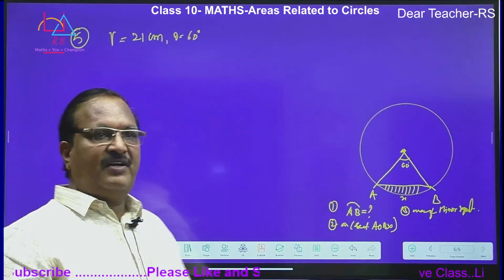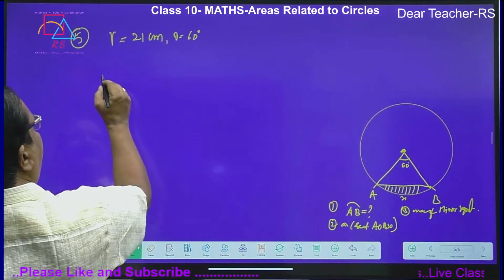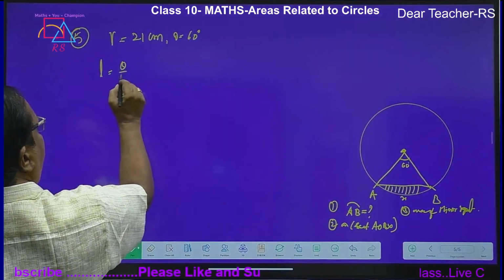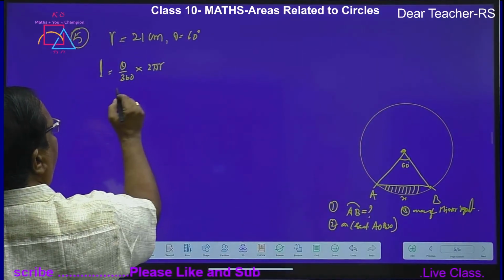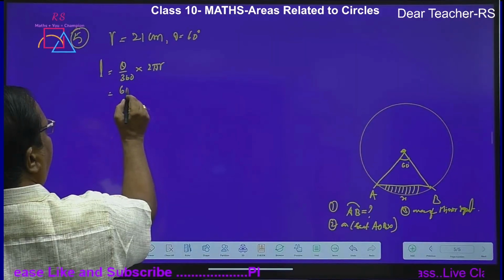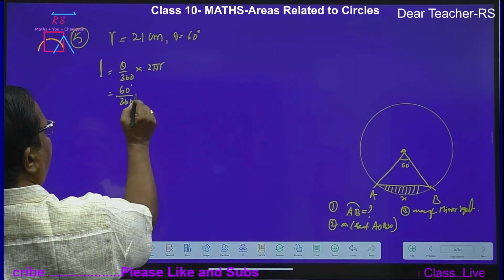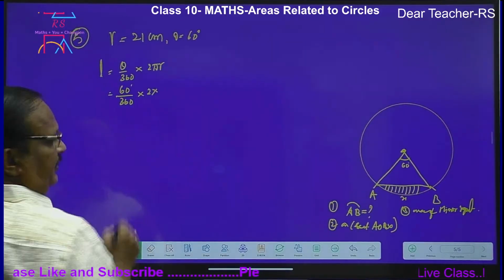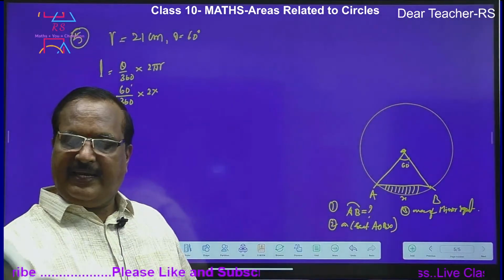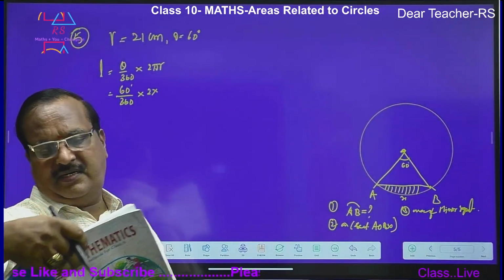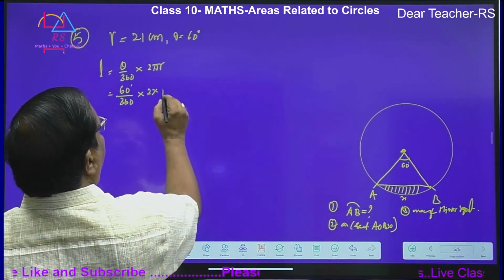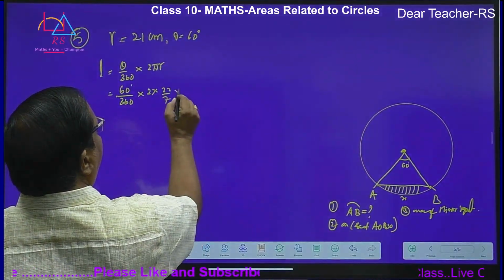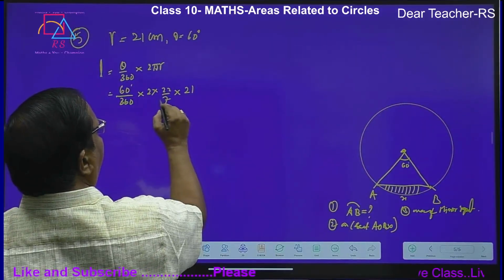Length of arc of a sector, L is equal to theta by 360 into 2 pi r. So theta is 60 degrees by 360 into 2 into... he did not write pi, he did not write "use pi". So let us use 22 upon 7 into radius, which is 21.